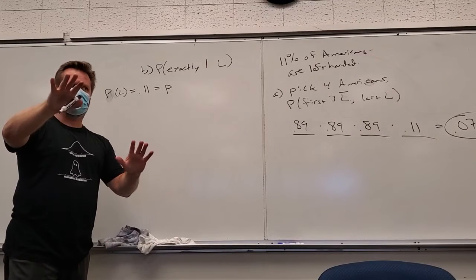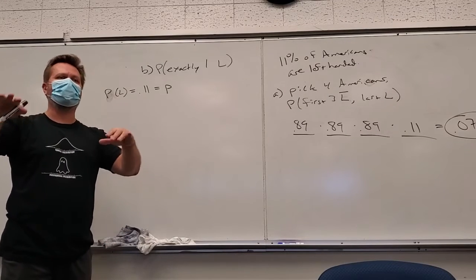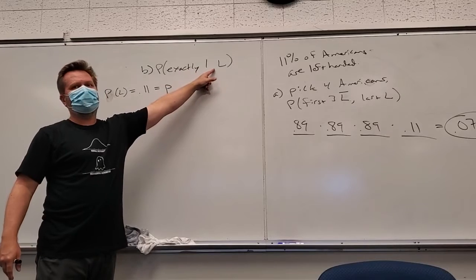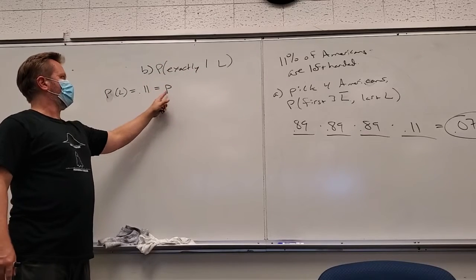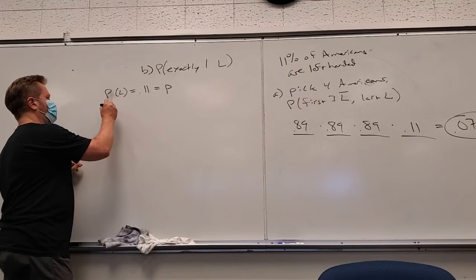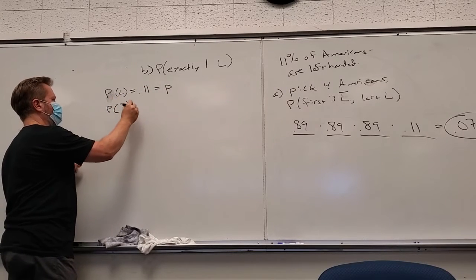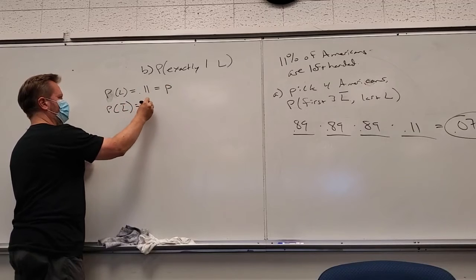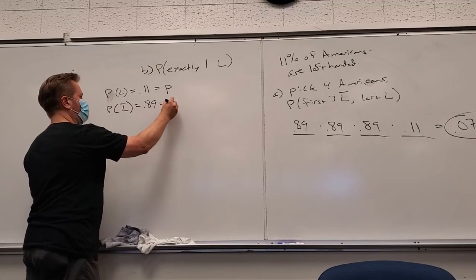Okay. So probability of success is just what I'm looking for. I'm looking for left-handed people. Therefore, the probability of success is a left-handed person. So what's the probability of failure going to be? It'll be non-left-handed, which somebody already figured out for us, 0.89. And we're going to call that q.